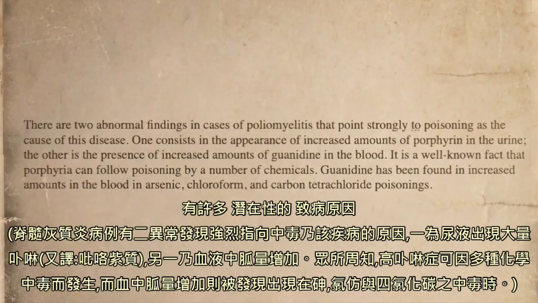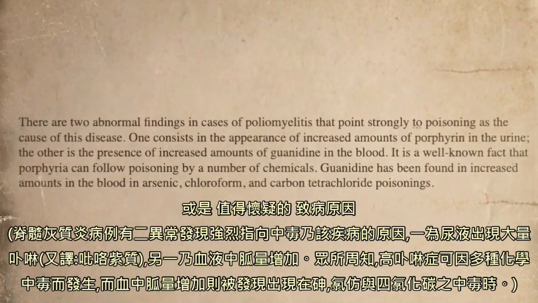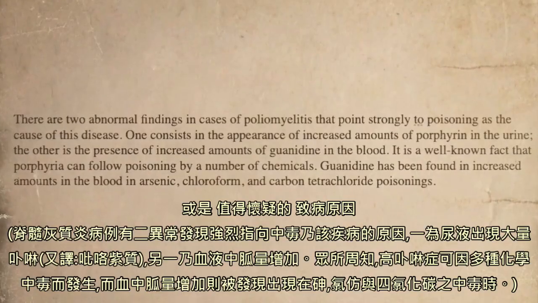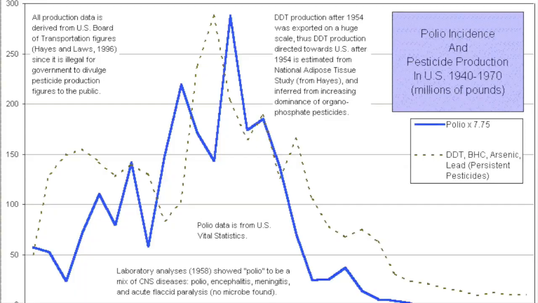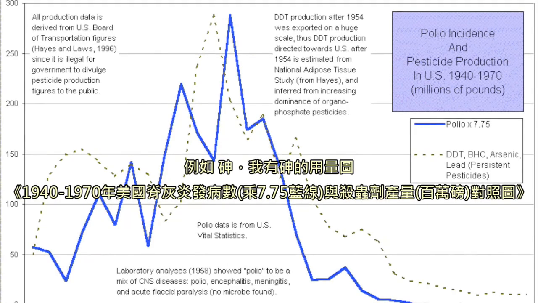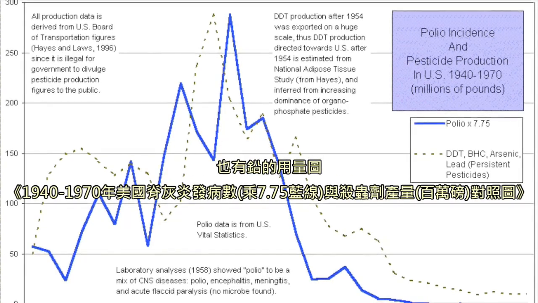There are many potential causes or suspect causes over the centuries for polio. Arsenic, I have graphs for arsenic, graphs for lead.